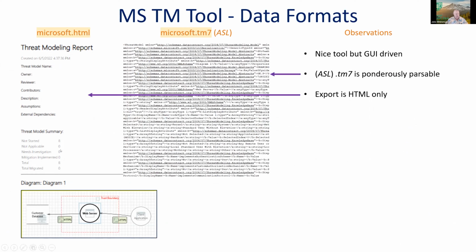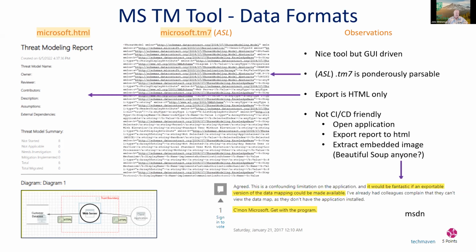So we'll have the threats, maybe a summary, and down here it will have that diagram that we created in the canvas, but this is embedded as a binary inside of it. Because this is not really CI/CD friendly, you need to open the app, export that report to HTML, then go and extract this diagram, using something like Beautiful Soup, but there you go.